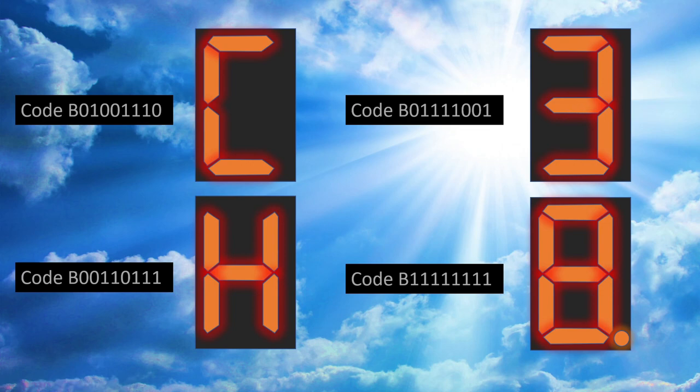And at the risk of boring you to death, we come down to this one, letter H. B as usual, 00, which means we don't want the decimal point, and we don't want the north bar, the north segment up here.